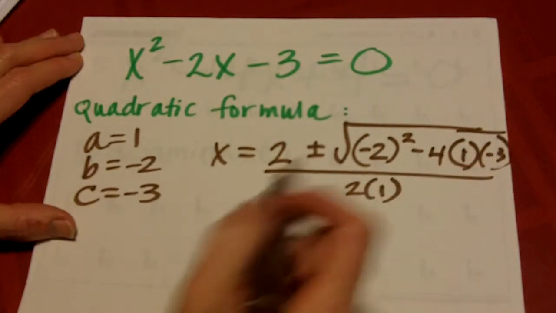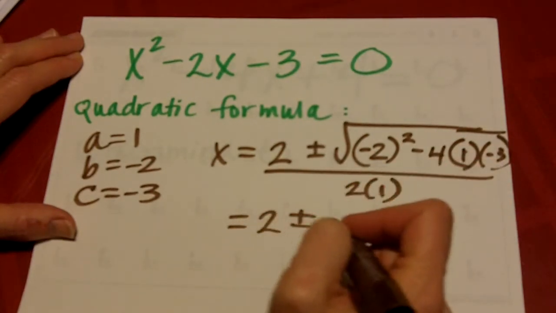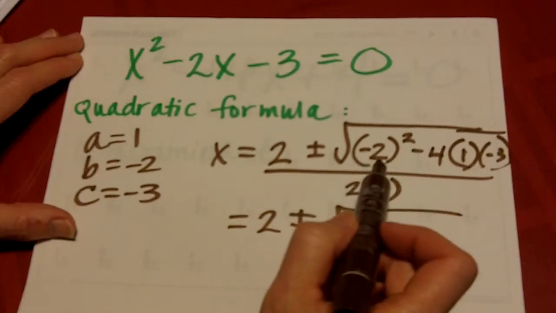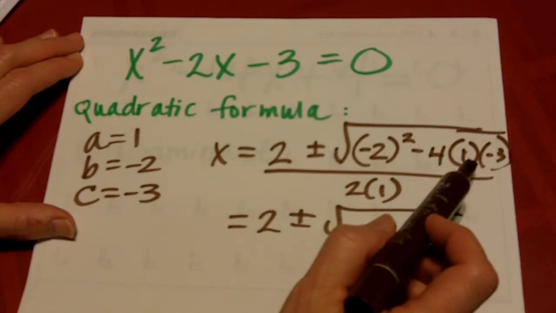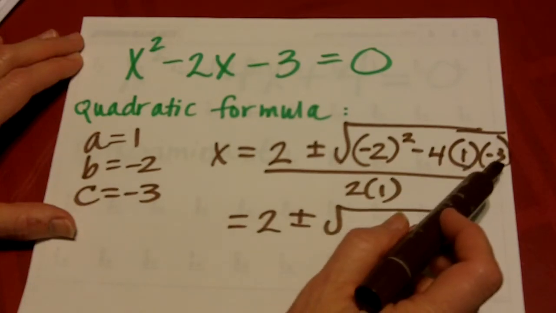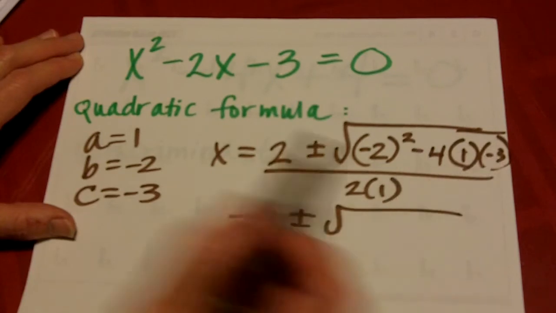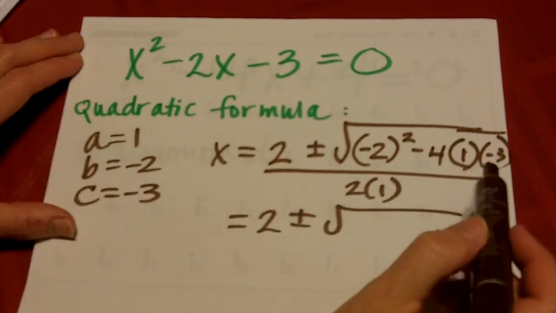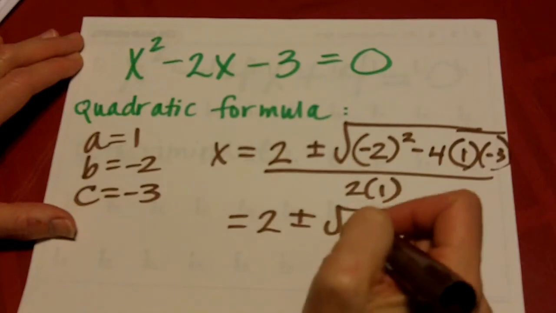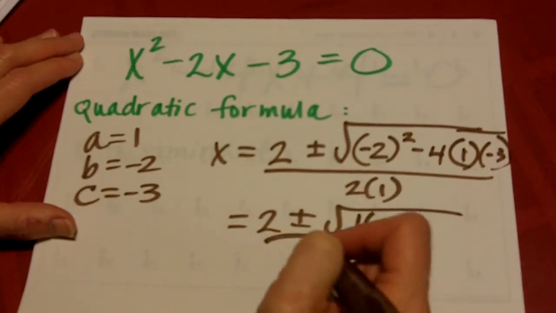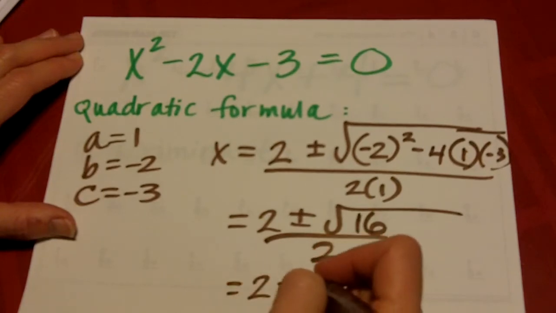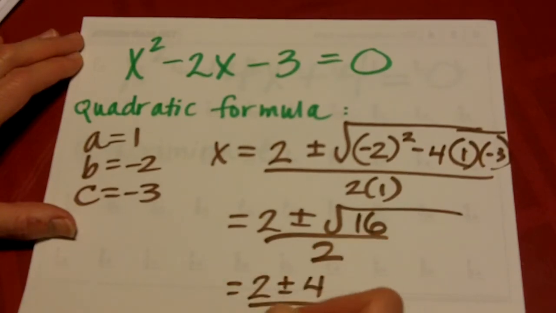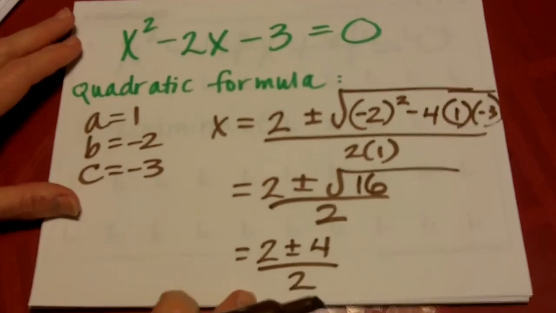So we're going to simply go ahead and do our math here. We get 2 plus or minus square root of negative 2 squared is 4, minus 4 times 1, which is 4, times negative 3, which is negative 12. We subtract a negative, and we end up with positive 12. And so we get 16, all over 2. Now, we know that the square root of 16 is easily found. So we get 4 for that, and we have 2 plus or minus 4 over 2.